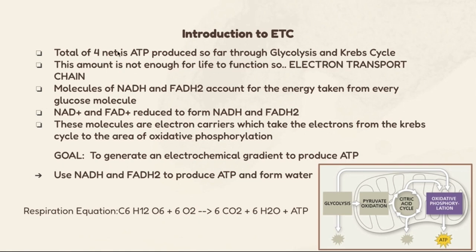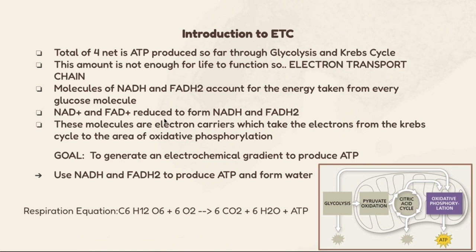A total of 4 net ATP is produced so far through glycolysis and the Krebs cycle. This amount is not enough for life to function, so the ETC is used to pick up some of the slack. Molecules of NADH and FADH2 account for the energy taken from every glucose molecule. NAD+ and FAD are reduced to form NADH and FADH2. These molecules are electron carriers, which take the electrons down from the Krebs cycle to the area of oxidative phosphorylation.